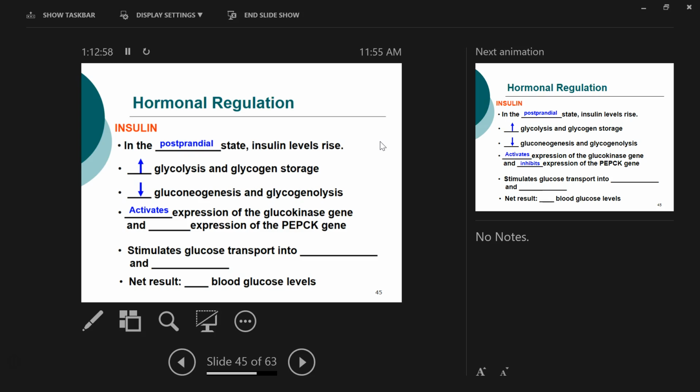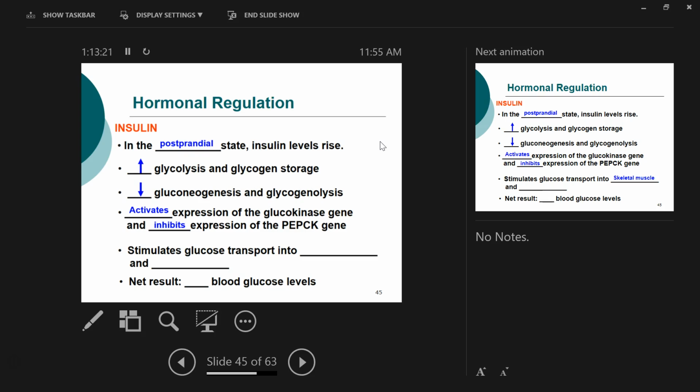Decrease, right? I heard somebody said decrease. PEPCK, yeah, down, right? Yeah, inhibits, or a different name, inhibits or decreases or inactivates the PEPCK gene.